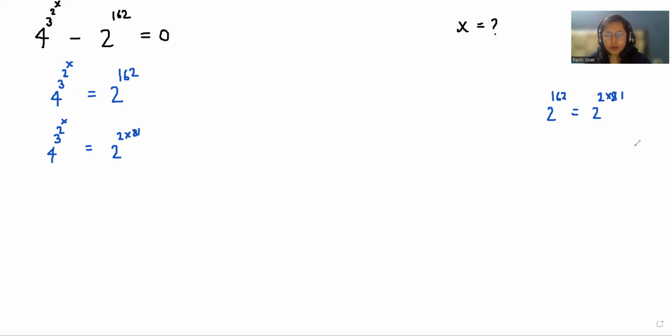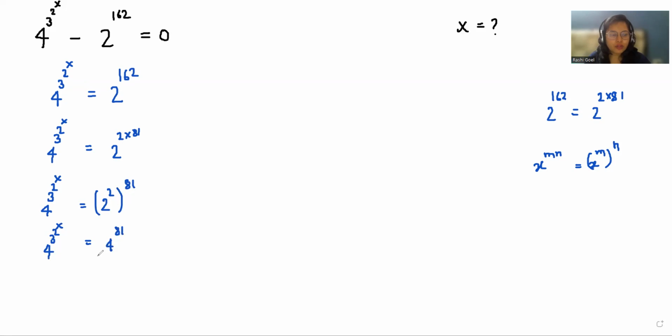According to the exponent rule, x^(mn) is equal to (x^m)^n, so I'm going to use this. So 4^(3^(2^x)) is equal to, we can write it as (2^2)^81. So 2 square is 4, to the power 81. If we compare both sides, if the bases are equal, their powers are also equal. So we can write it as 3^(2^x) is equal to 81.